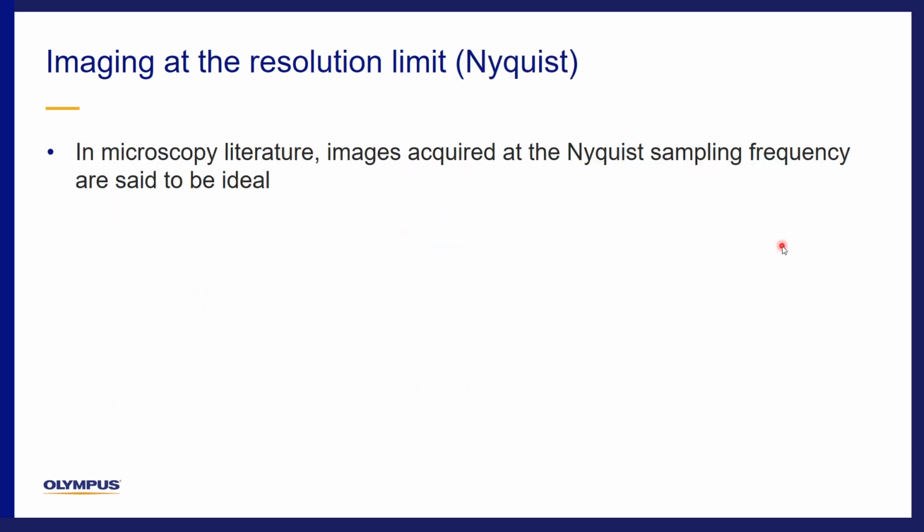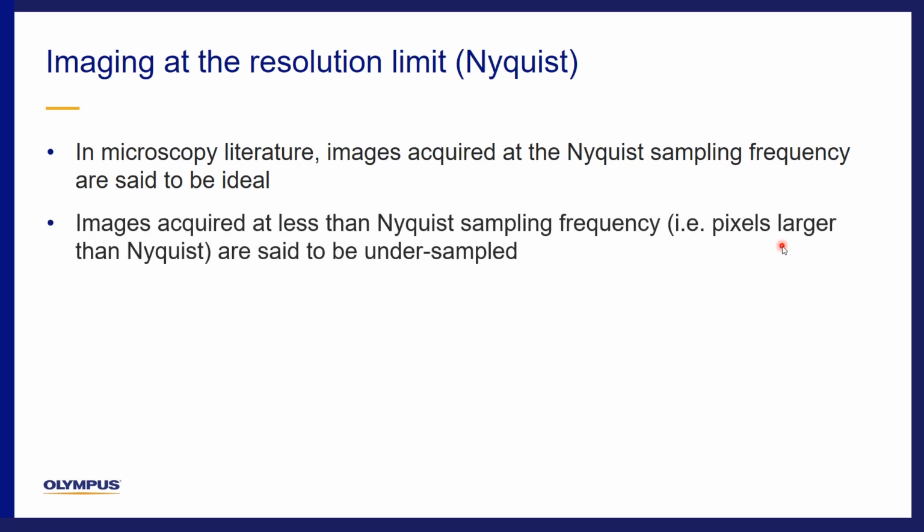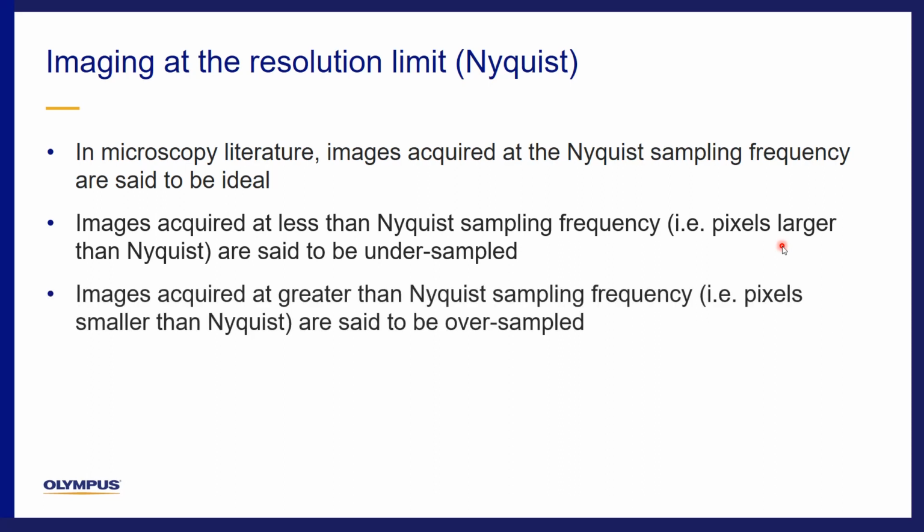Now, if you read the microscopy literature, the thought leaders in microscopy believe firmly in Nyquist sampling frequency. So it's always said that Nyquist sampling frequency is ideal. That's what you should be using for the best possible microscopy images. And if you use less than Nyquist frequency, in other words, your pixels are bigger than Nyquist, that's called undersampling. And if they're smaller than Nyquist, that's called oversampling.